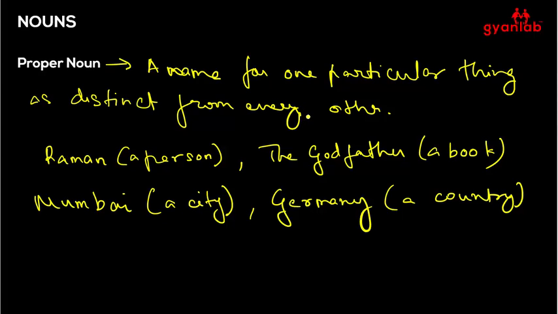So basically proper means own. Thus a proper name is its own name, and it cannot be given to more than one thing at a time. And this is known as a proper noun.